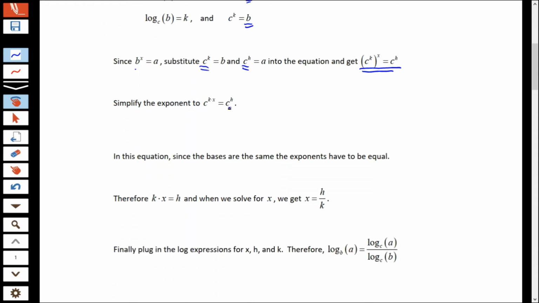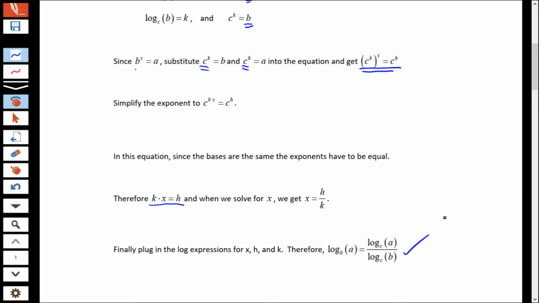And since the bases are the same, all we have to do is set the exponents equal to each other. So that's k times x equals h. And when you solve for x, you get h over k. Well, since x is log base b of a, that's how we defined it, and h is log base c of a, we just substitute those things in, and boom, it's equal.